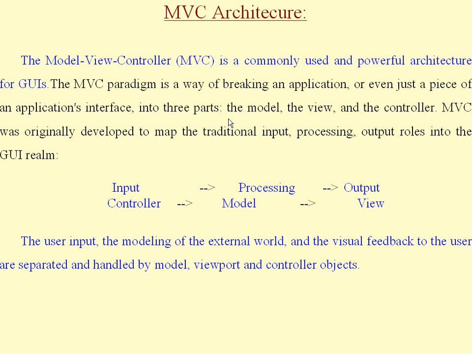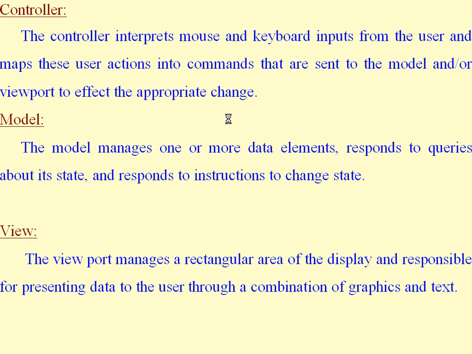The user input, the modeling of the external world, and the visual feedback to the user are separated and handled by model, viewport, and controller objects. Controller: the controller interprets mouse and keyboard inputs from the user and maps these user actions into commands that are sent to the model and viewport to effect the appropriate change.